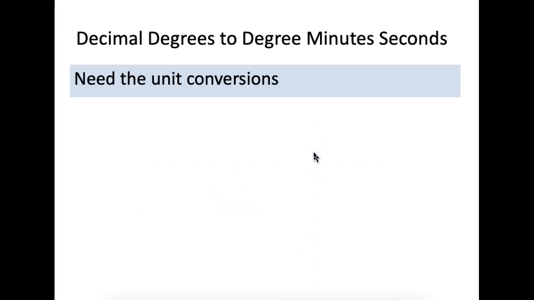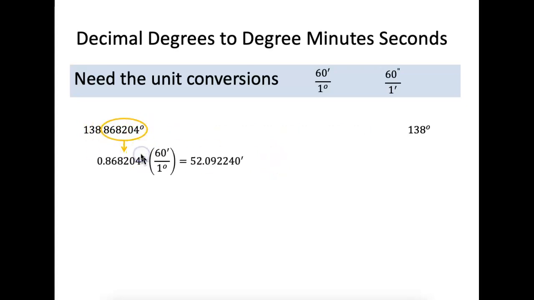Okay, so we need to change decimal degrees to degrees, minutes, seconds by using these two facts. So if I have 138.868204 degrees, what I had a moment ago, and I want to change that to degrees, minutes, seconds, first of all, the degrees would be this whole number amount, what precedes that decimal point. And then we're going to take the decimal value and convert it to minutes by multiplying by 60 minutes over 1 degree.